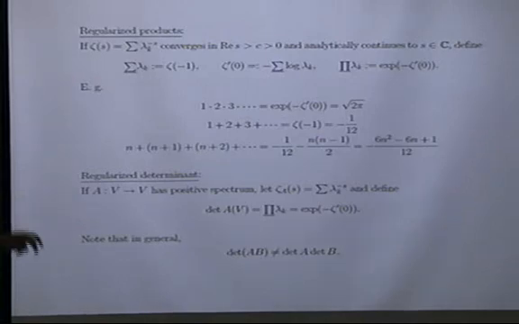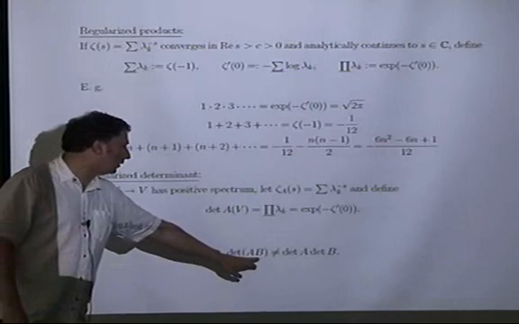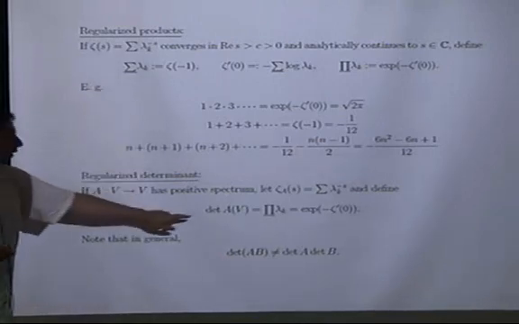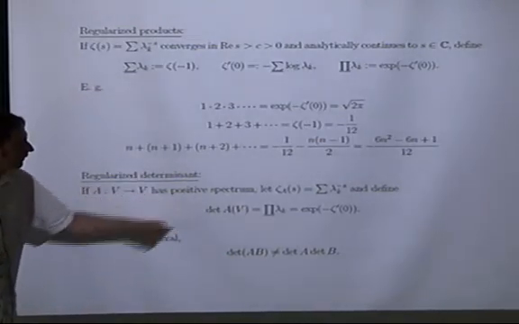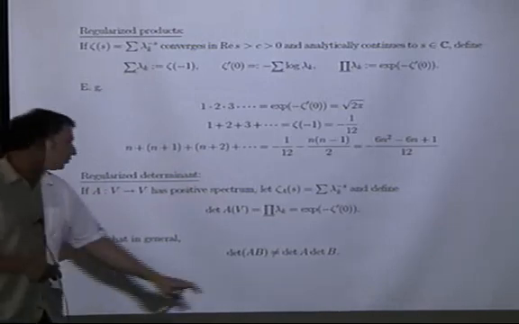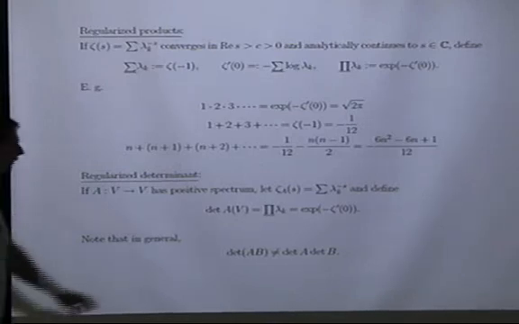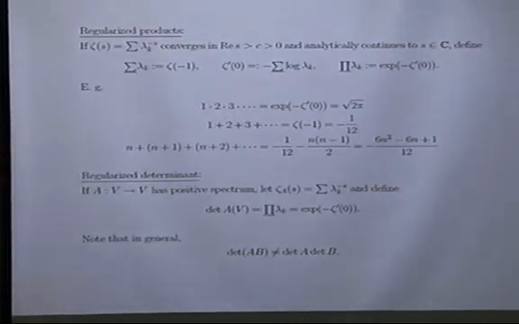Where it doesn't behave the way that you think it would, or you might hope it would, is that if you split apart infinitely many eigenvalues out of this regularized product, then it's not necessarily true that the product of the two sets of eigenvalues is the regularized product of the entire set. So it's not necessarily true that determinant AB is determinant A times determinant B.